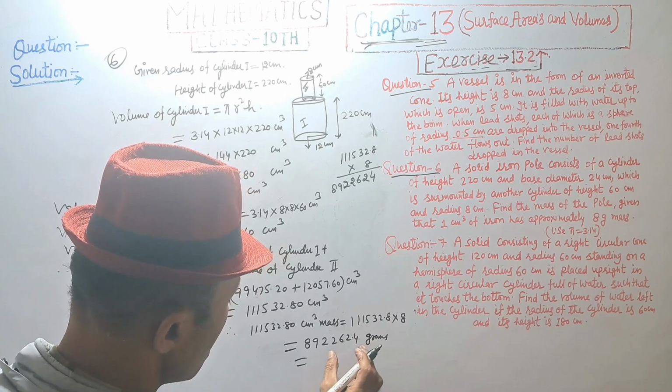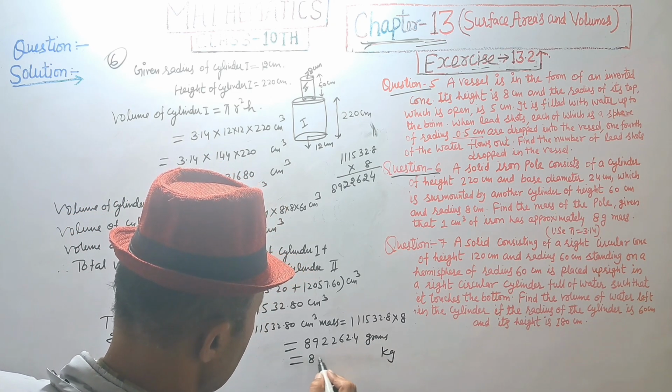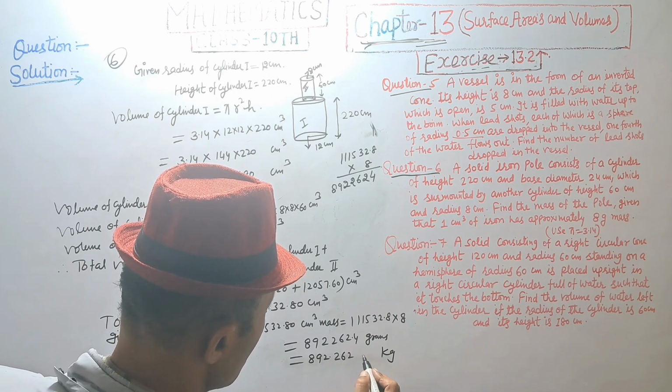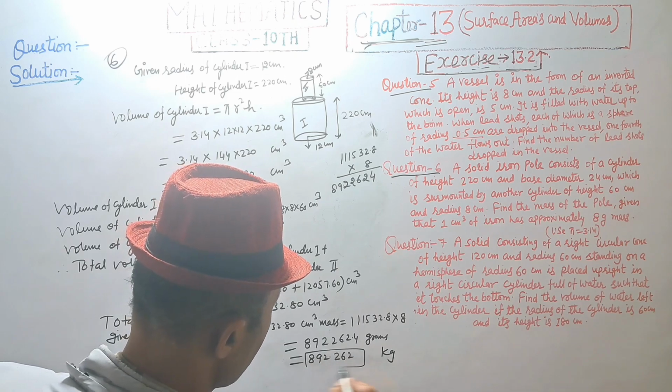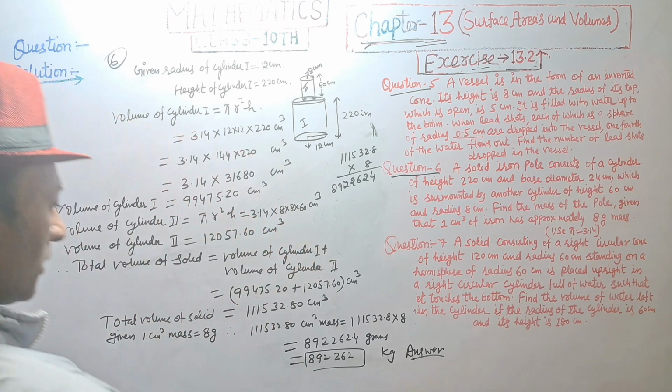Convert in kilogram, divide by 1000, 892.262 kilogram. Answer.